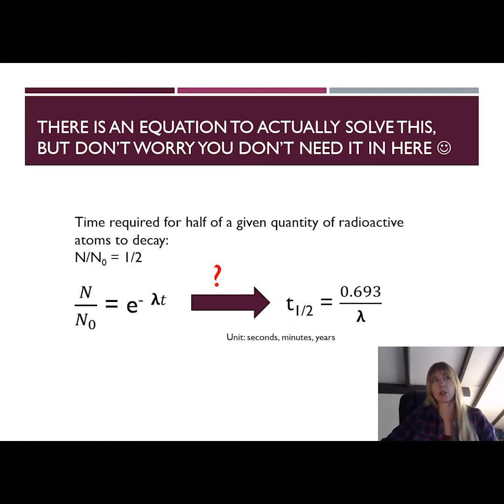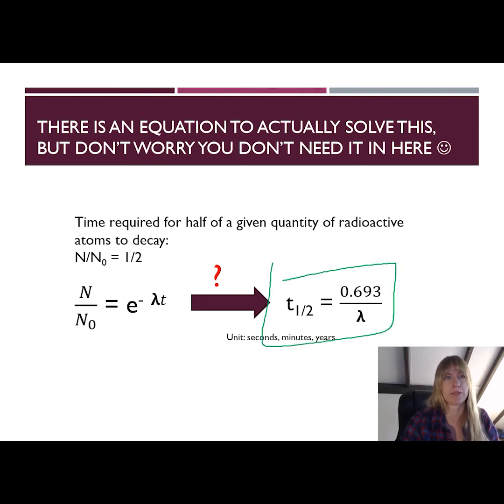And there is an equation to solve this. You do not need to know it because you are not geologists taking a geochronology class. Aren't you lucky? Yes, we have a lot of math in geochronology. And so this is based on the time required for half of a given quantity of radioactive atoms to decay. So basically, it's an equation to figure out half-life if you do not know the half-life. Okay? Basically, what this turns into is half-life is equal to 0.693 over lambda.